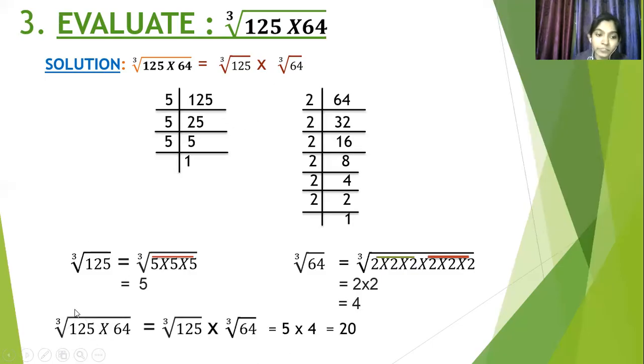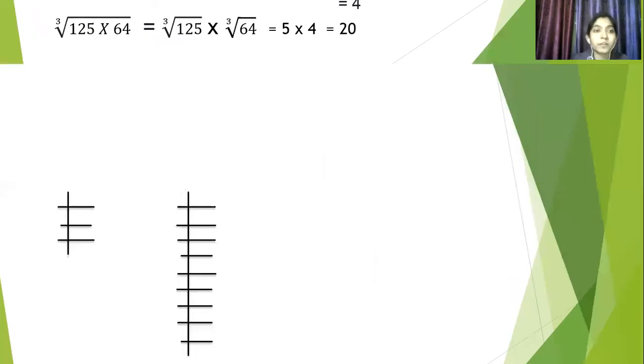See, as we know that we can write this as cube root of 125 into cube root of 64. What is the value of cube root of 125? 5. Yes, and cube root of 64 is 4. So 5 4s are 20. So what is the value of this? It is 20. Is it clear? Yes, ma'am. Okay, let's see another example.